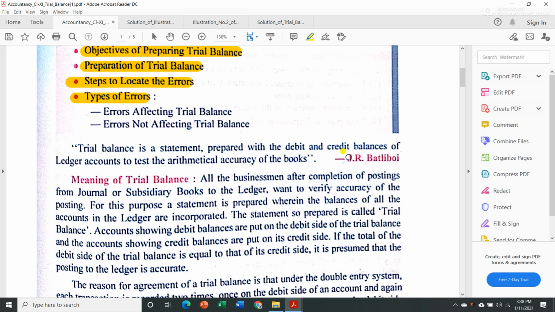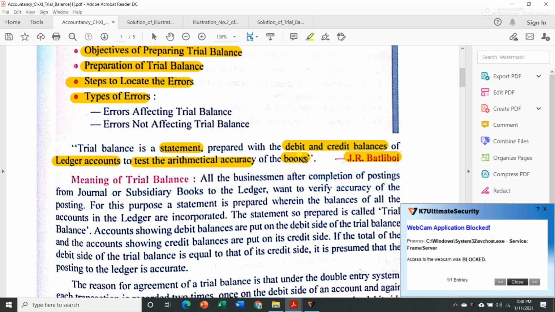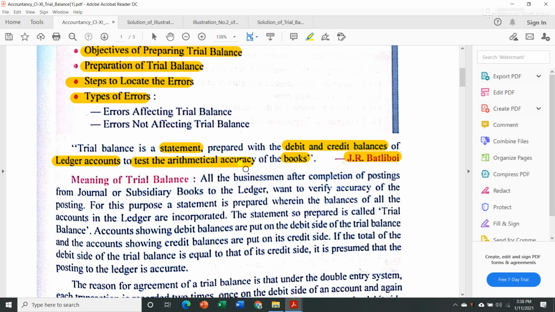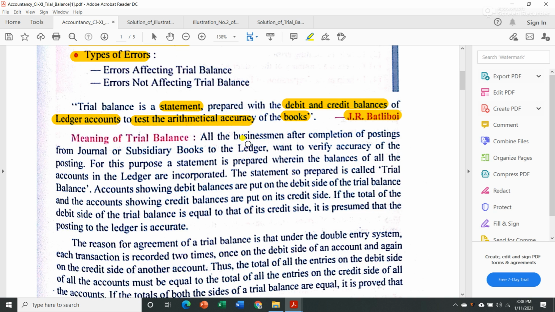Now there is a definition given by J.R. Bartley. He says that a trial balance is nothing but a statement prepared with the debit and credit balances. You can see in the format of a trial balance you will find debit and credit columns of ledger accounts. We take debit and credit balances from ledger accounts to test the arithmetical accuracy of the books. Means if the total of both the debit and credit columns of a trial balance are equal, that means your books are arithmetically accurate. Now let us see the meaning of trial balance.